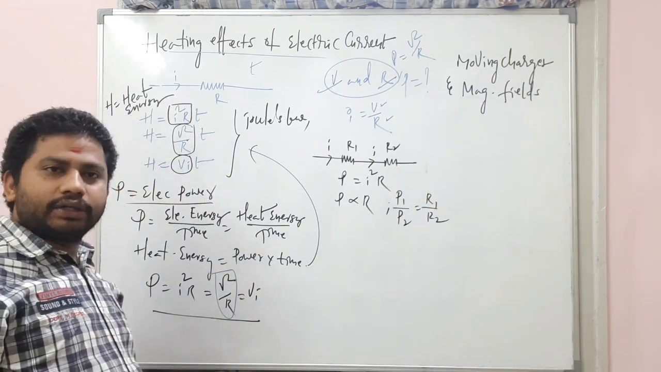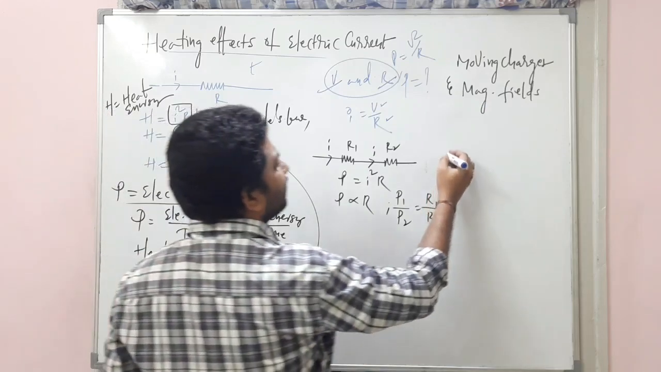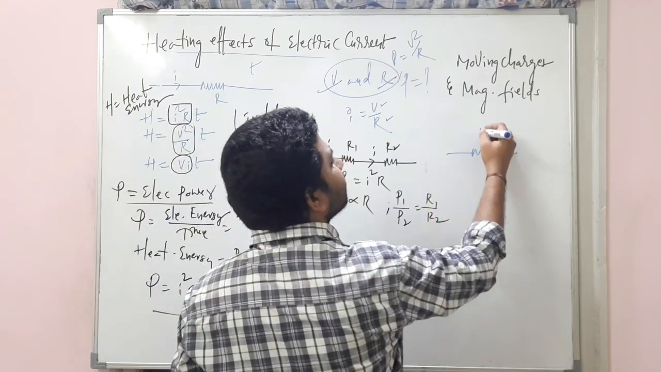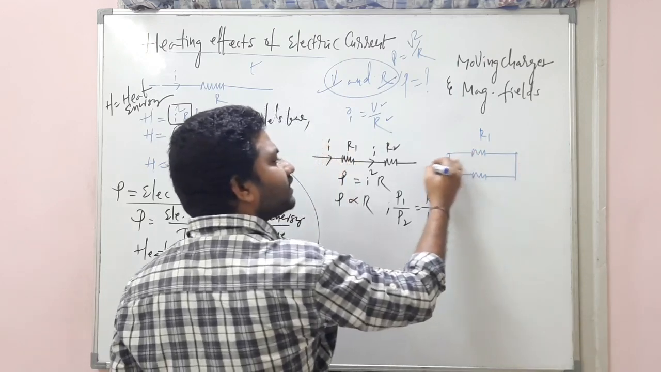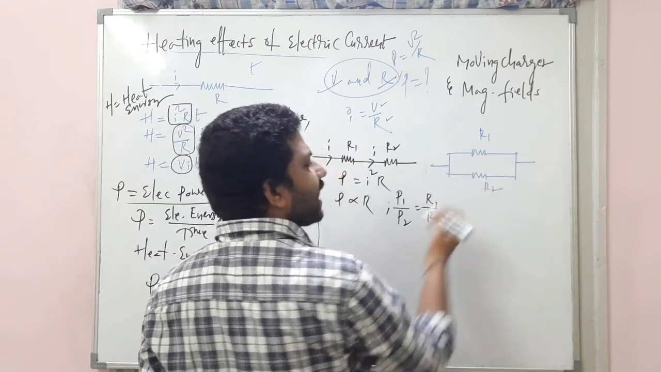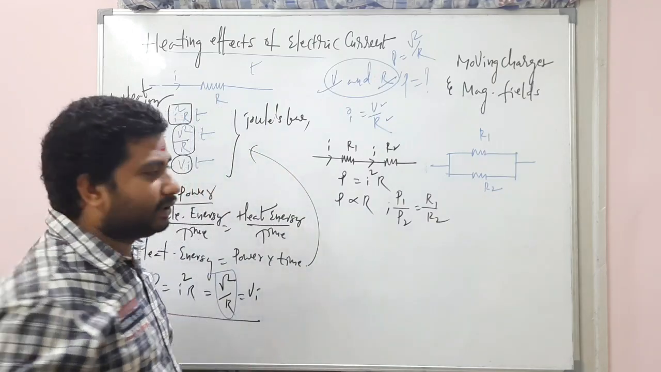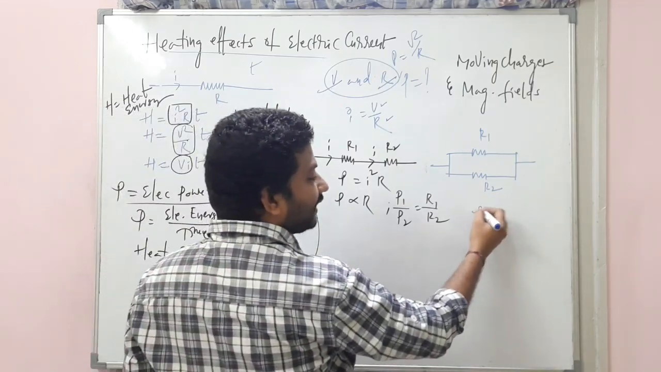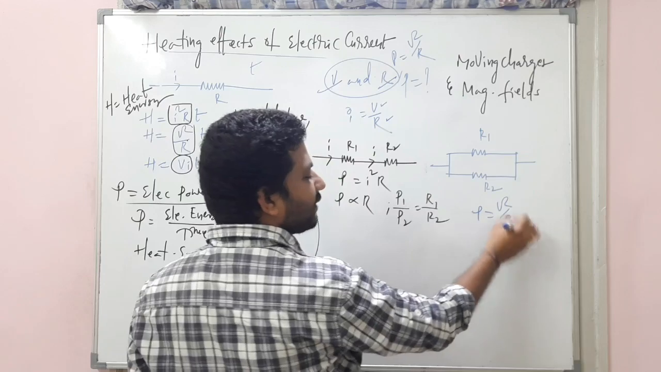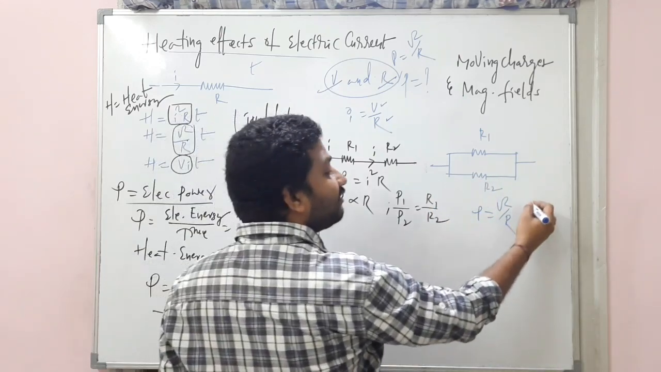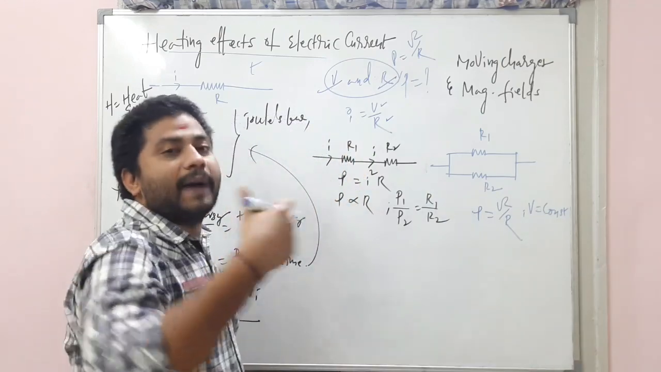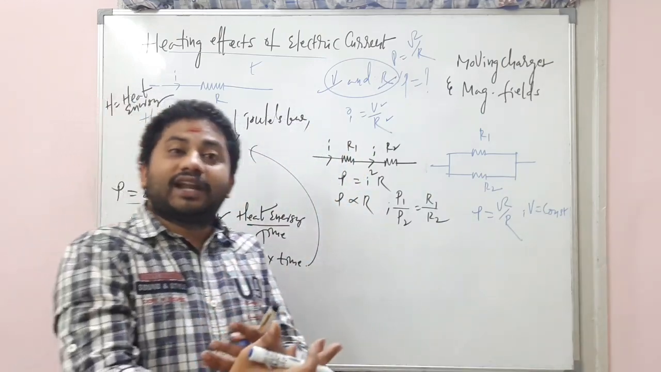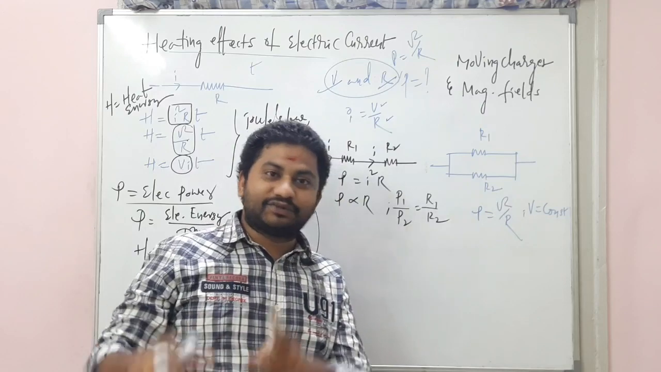R1 by R2. Now for the same case, when two resistors are connected in a parallel combination, my dear children, here I can write P is equal to V square by R, and V I can keep as constant because in a parallel combination, the potential across the number of resistors will be the same.